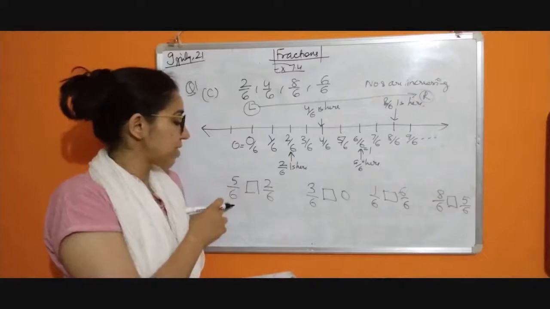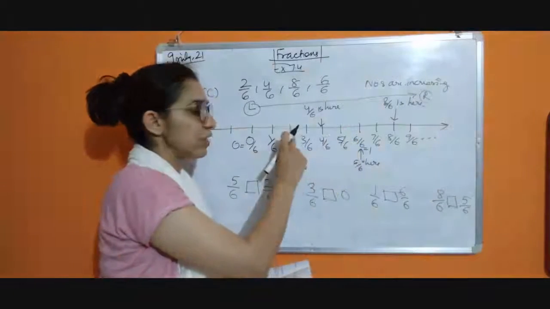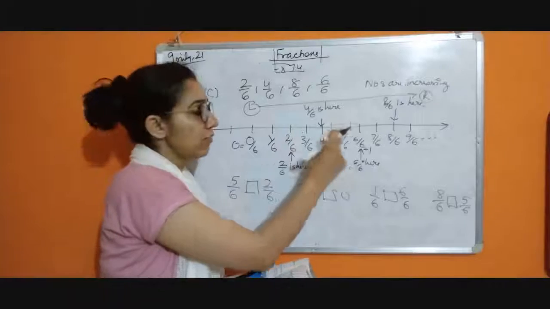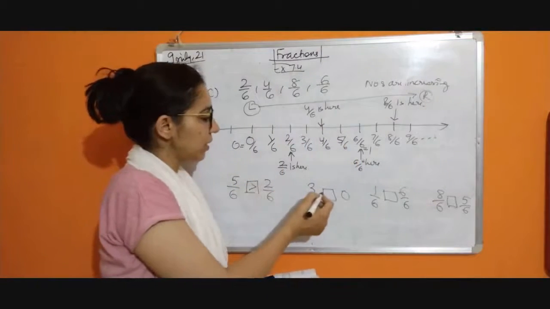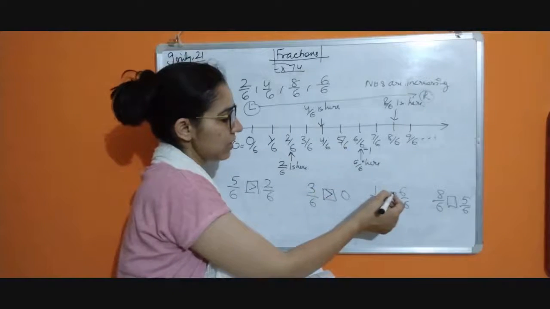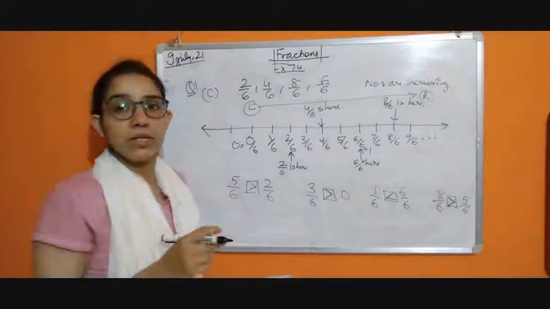Now where is 5 by 6 and where is 2 by 6? This is 5 by 6, this is 2 by 6. Which one is on the right hand side? 5 by 6 is on the right hand side, it means this one is going to be bigger. Similarly 3 by 6 is greater, 6 by 6 is greater, and 8 by 6 is greater. You can see from the number line.